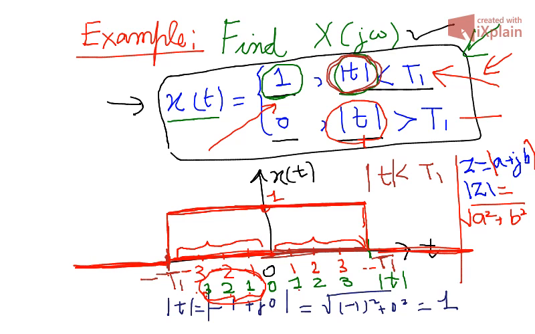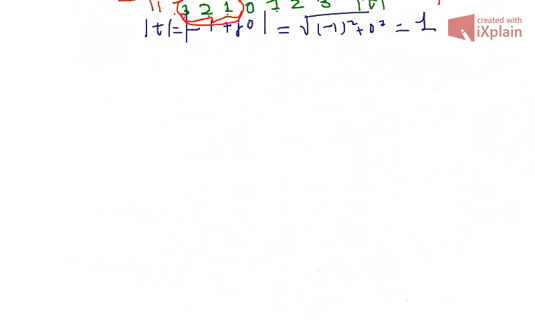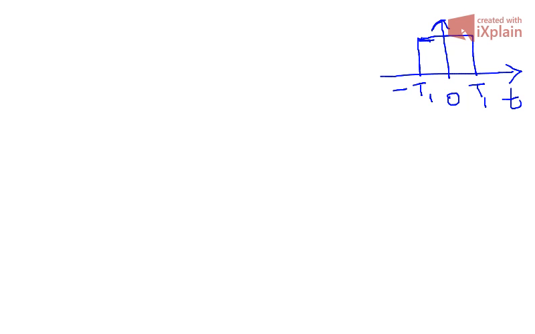Let me draw it on a new page and try to solve it now. I have the time axis and this is 0, and our signal is unity from minus t1 up to t1, and for the rest of the time it is 0. So this is an aperiodic signal.